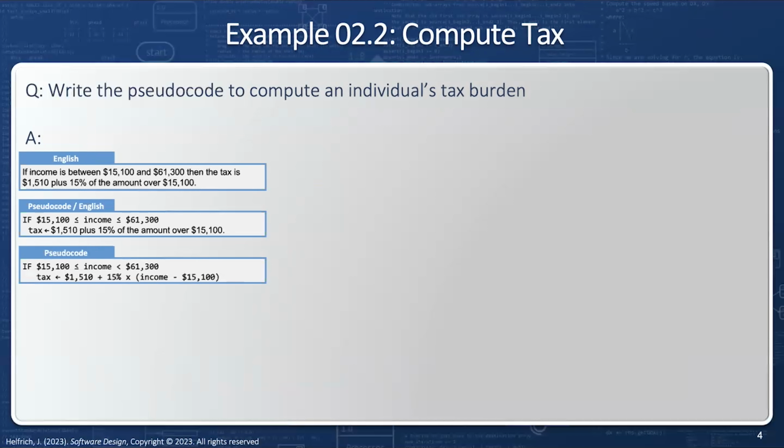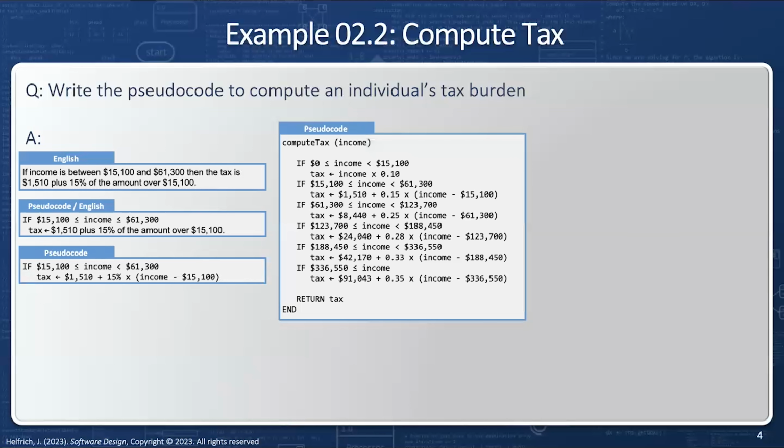Another iteration. If, and once again, 15,000 is less than or equal to income, less than or equal to 61,000, that's straight from above, that was good to go. But now I'm going to be more specific about how to compute the tax. Tax is 1,500 plus 15% times income minus 15,000. So now that I have the actual equation, I'm at full-on pseudocode.